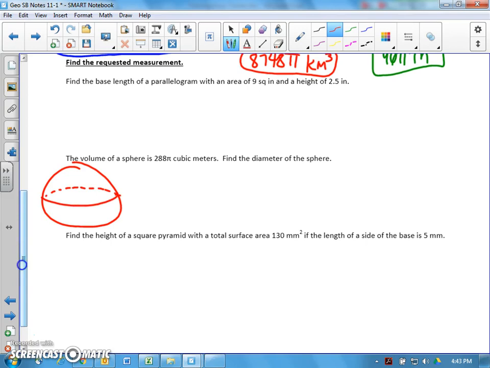So let's think about what we need for a sphere. We need to know the radius, so I'm just going to call that r right here. And since it uses volume, that's the formula that I want. The volume of a sphere has the formula 4/3 pi r cubed. So now let's substitute in what we know. They tell me that the volume is 288 pi.